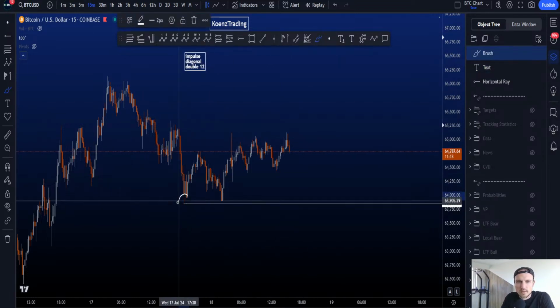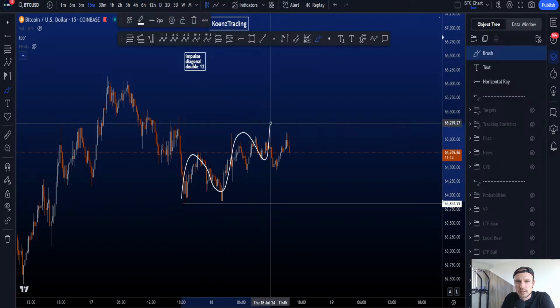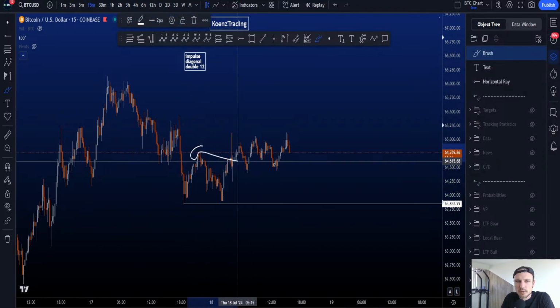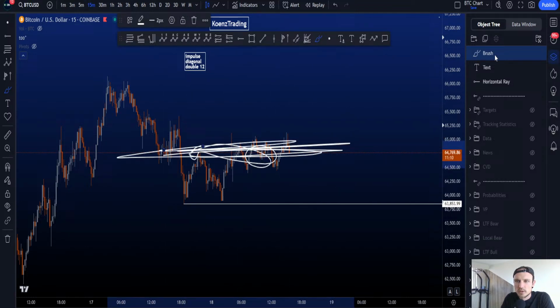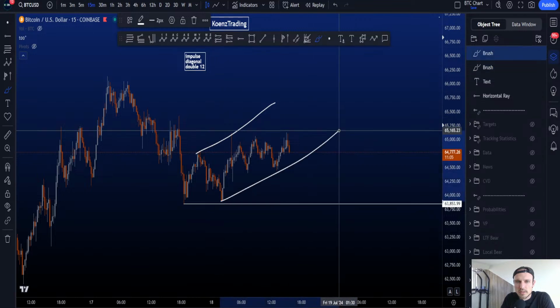So we have a low. Can we count an impulse? 1, 2, 3, 4. No, right? No overlap allowed between a wave 1 and 4. Lots of overlap going on here, so that doesn't work. Diagonal, then we need something like this.